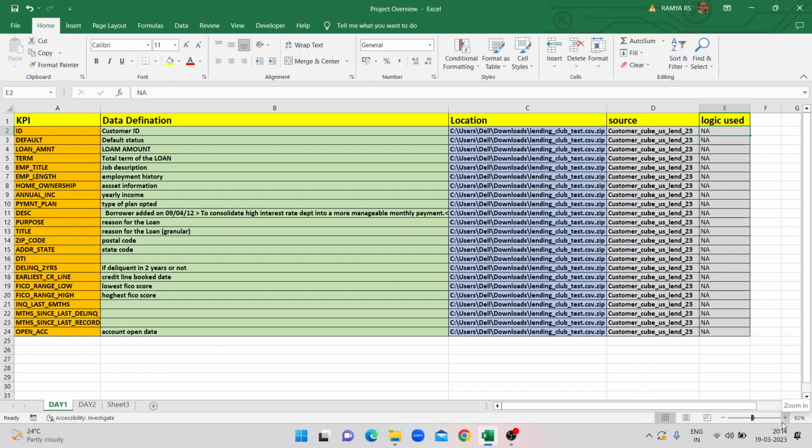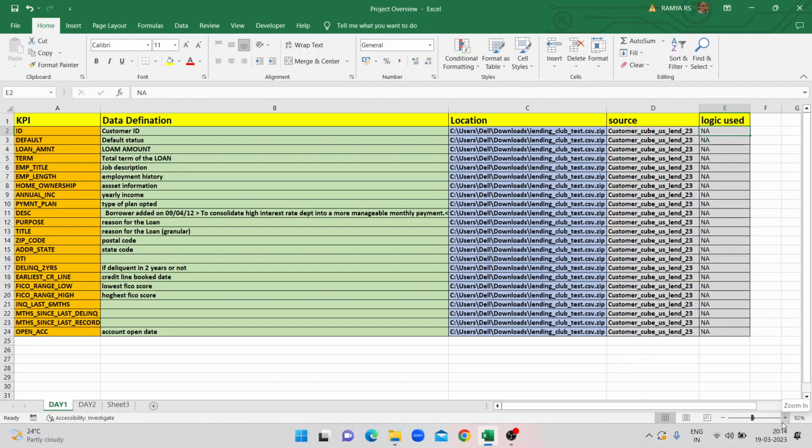What you see in front of you is a basic data definition table that provides information on the KPI or variable, and what the definition of that is. Location is on which kind of server it is residing. I've simply mentioned the path for my system. It can be DB2, Oracle, or Google Cloud Platform. It can be an on-prem server or a cloud server. It can be a SharePoint location, etc.